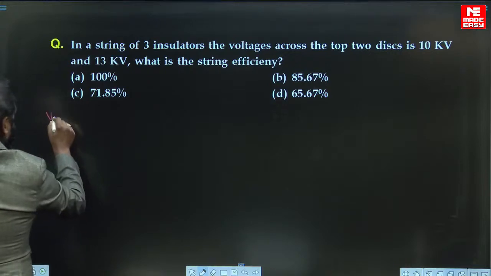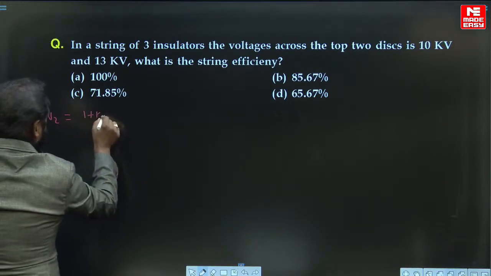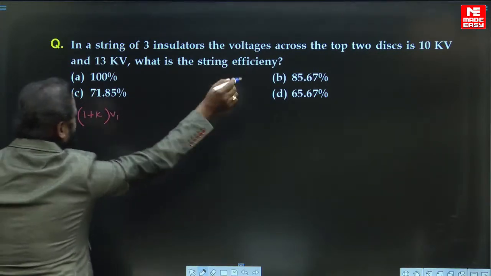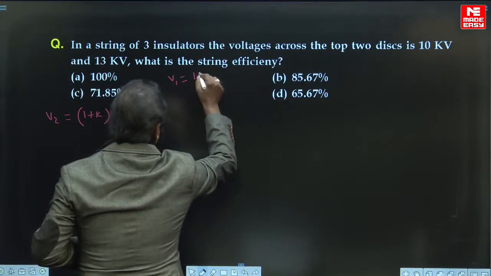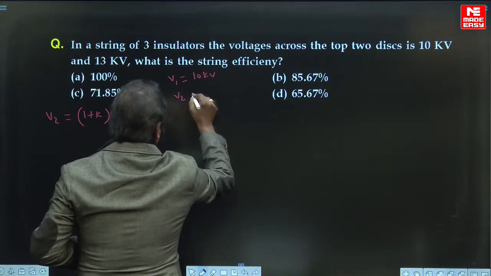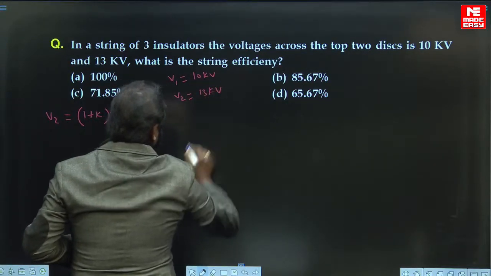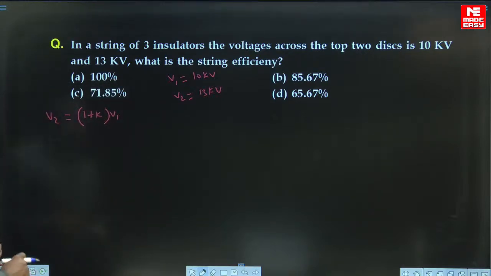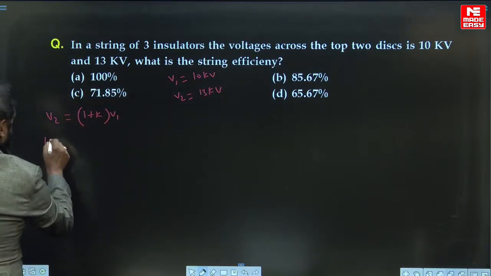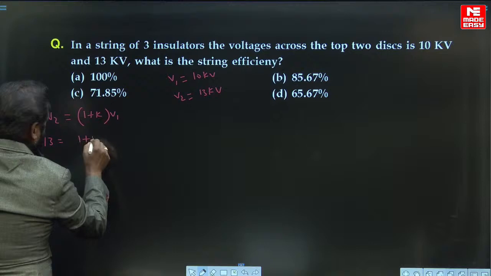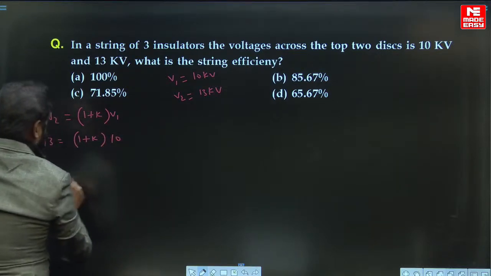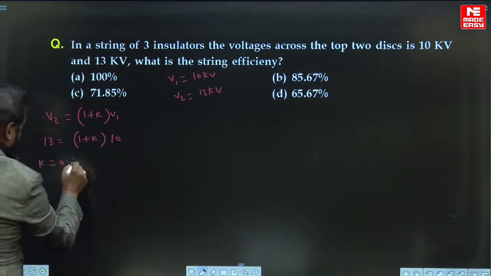Okay, we know one thing: V2 is equal to (1 + K) into V1. What was given here? V1 is equal to 10 kV and V2 is equal to 13 kV. These things have been given. Now V2 is equal to how much? 13 equals 1 plus K into 10. So in this way you can take K equal to 0.3.